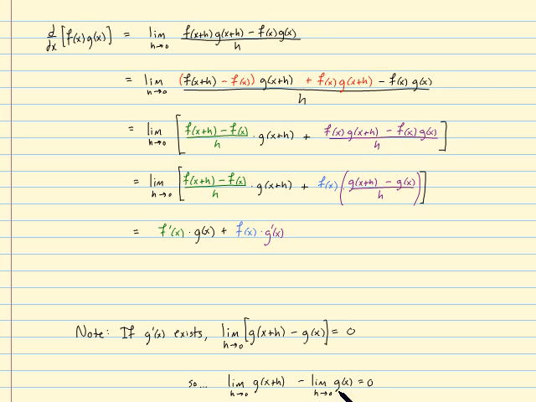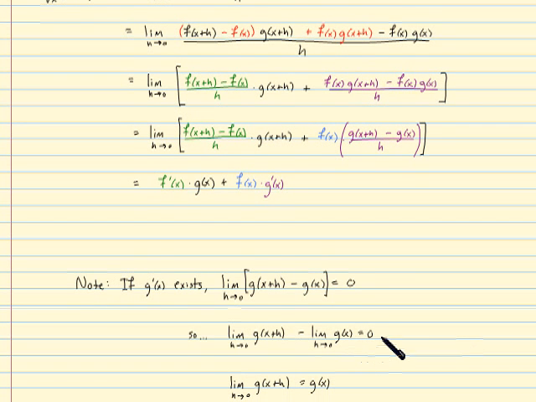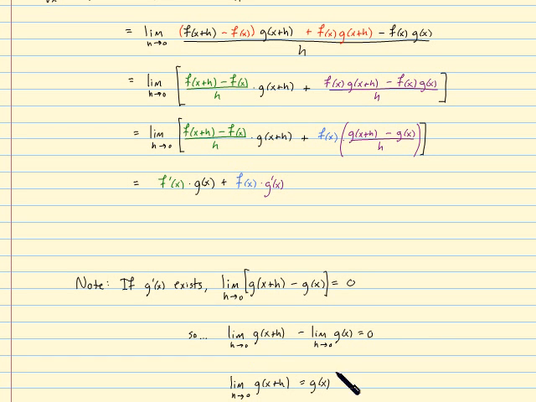But then look at this second limit here. The limit as h goes to 0 of g of x. There's no h here. This has got to be just g of x. And if I take it to the other side, notice what that gives me. The limit as h goes to 0 of g of x plus h equals g of x. So I am free to replace this with this. This guy right here guarantees that that's okay to write. Okay?